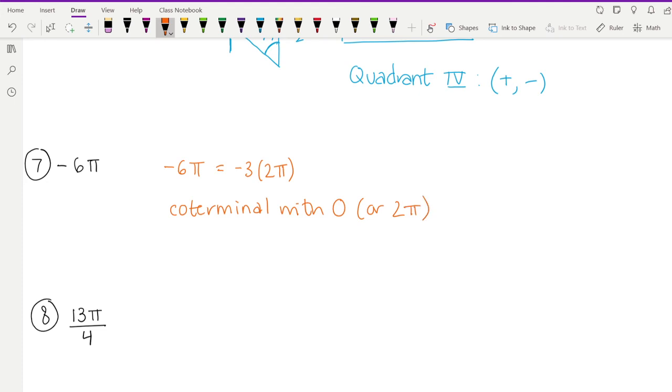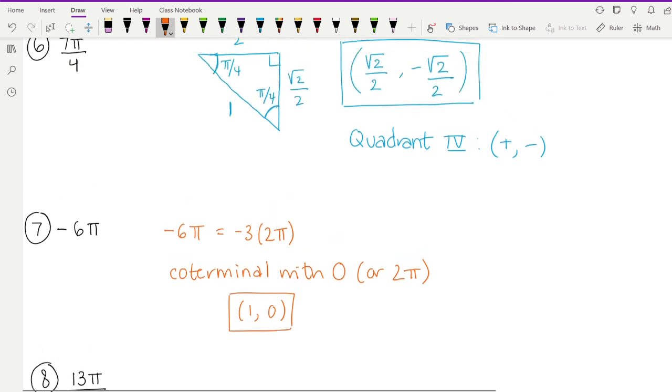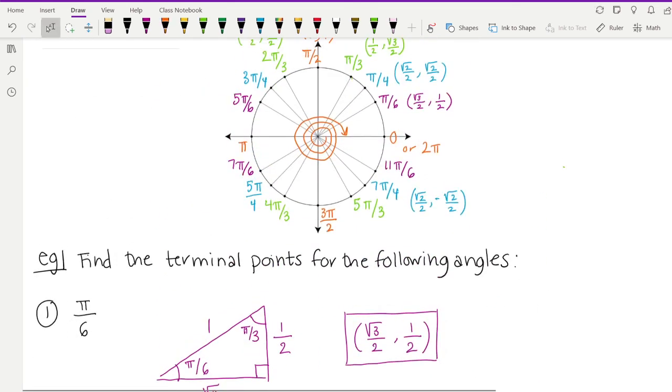And so just by looking at the picture, we can tell that the coordinates of its terminal point are 1 and 0. We don't need to draw a triangle. We don't have to do any extra work. We can just look at the picture.